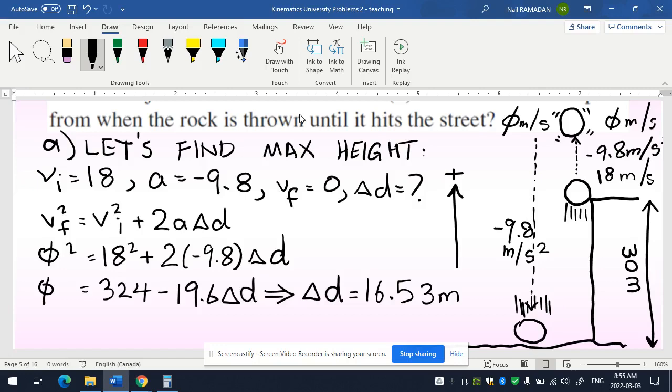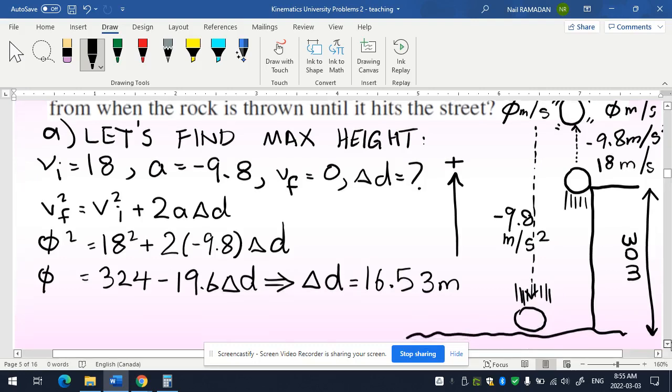Exactly. It already started with how much above the ground? So it has to be something above 30. It can't be 16.53. It's from this reference. Nice. So the delta D, or the full distance, would be that plus that.